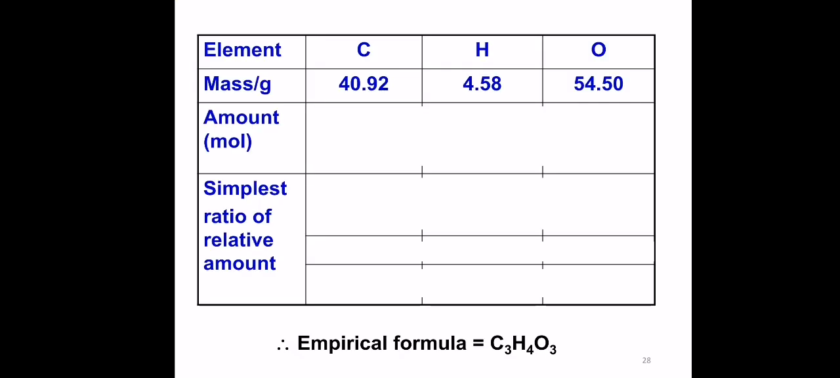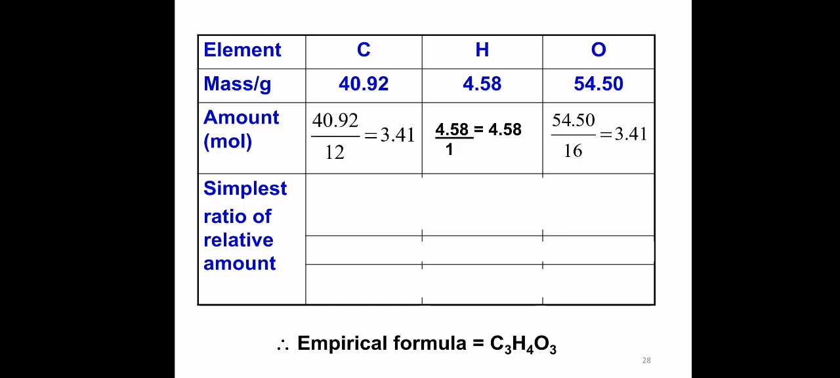Okay, so please draw the table. It consists of the elements carbon, hydrogen, and oxygen. Alright, and then for the mass, just insert the data from earlier. Alright, 40.92 gram, 5.58 gram, and 54.50 gram.